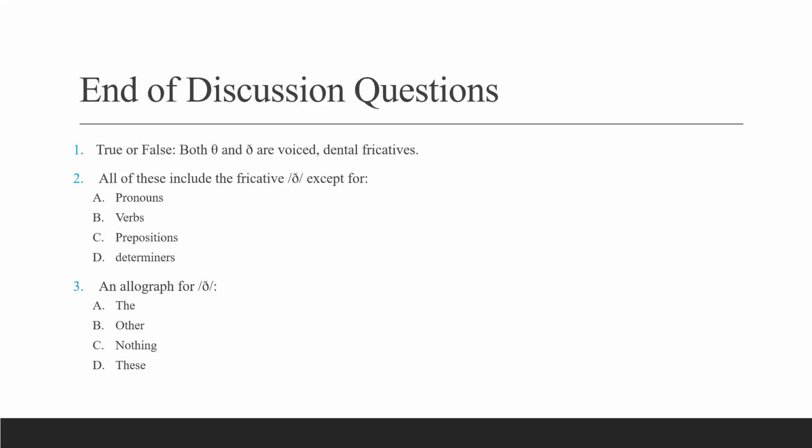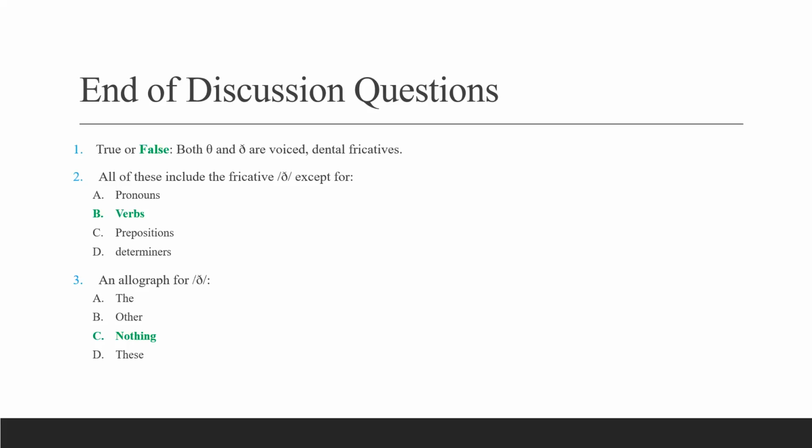So just a little recap and going over the topic that I just talked about. True or false, both th and v are voiced dental fricatives. Or the second one, all of these include the fricative v, except for pronouns, verbs, prepositions, or determiners. And the last one, an allograph for v is the, other, nothing, or these.